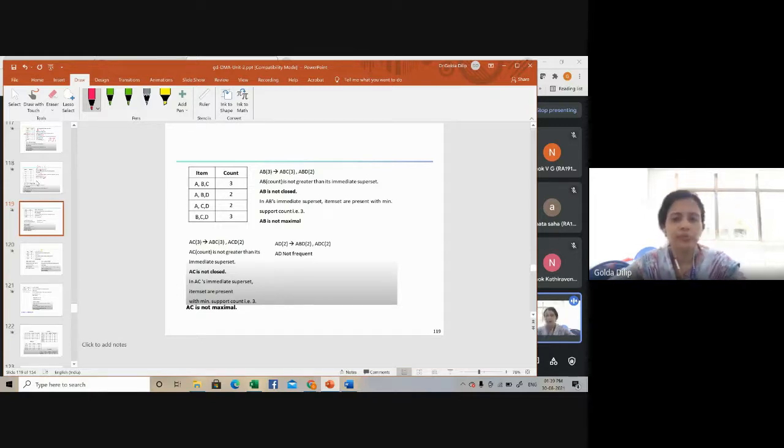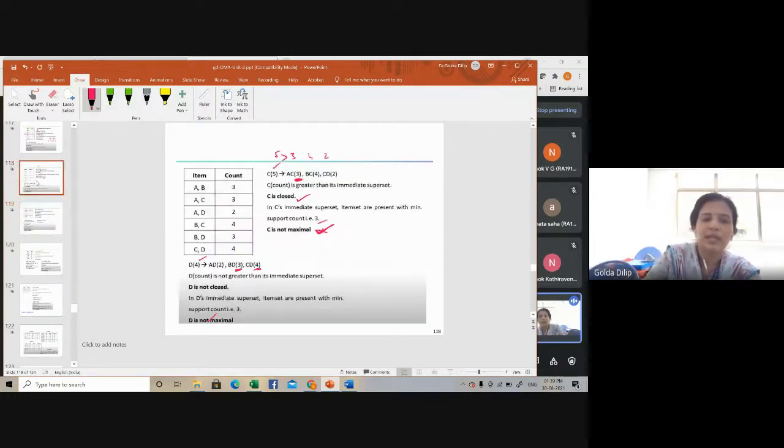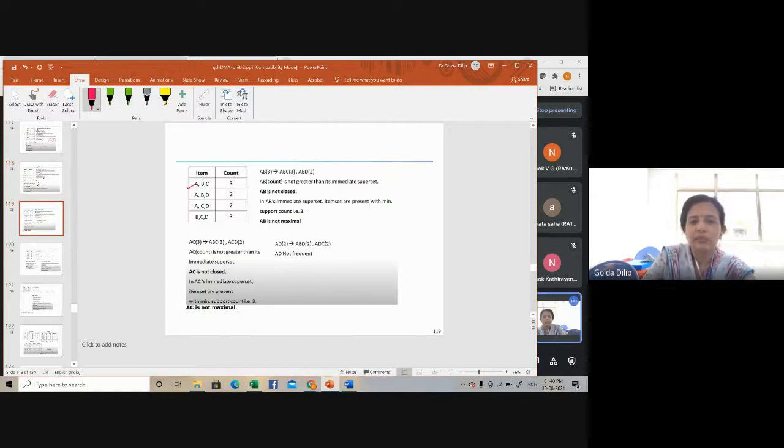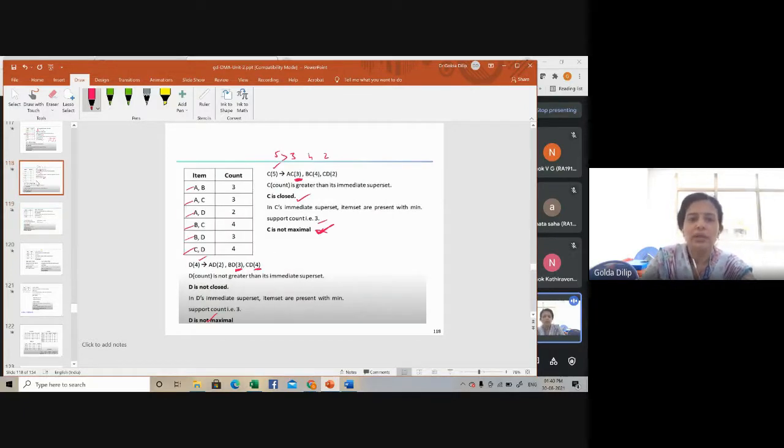So you are generating the 3 item sets. Then you have to check the 2 item sets you have generated so far in the previous step. You have generated AB, AC, AD, BC, BD, and CD. AD is anyway not frequent. This can be warded off because it is not satisfying the minimum support, so it can be removed.